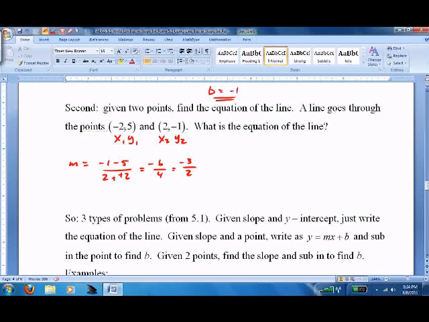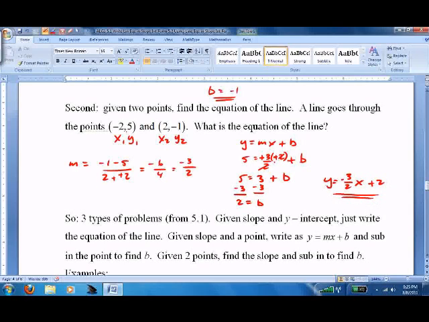Now plug it back in. Which one do you want to use? It doesn't matter. In this case, I'm going to use the first one. So y is 5. I'll write y equals mx plus b first. 5 equals negative 3 halves times negative 2 plus b. So the negatives cancel, twos cancel. I get 5 equals 3 plus b. Subtract 3 from both sides. 2 equals b. y equals negative 3 halves x plus 2.